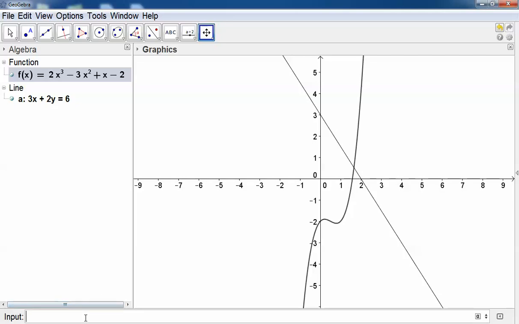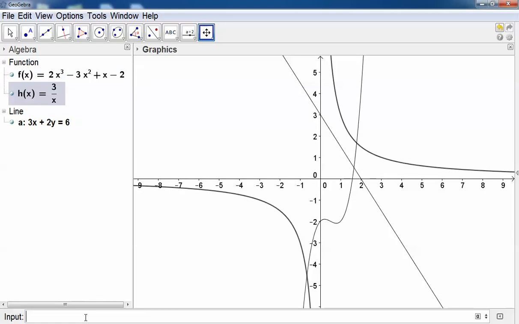Let's construct the hyperbola. H of x equals, for example, 3 divided by x. Enter. And you can immediately see the graph of the hyperbola there and the equation of the hyperbola.